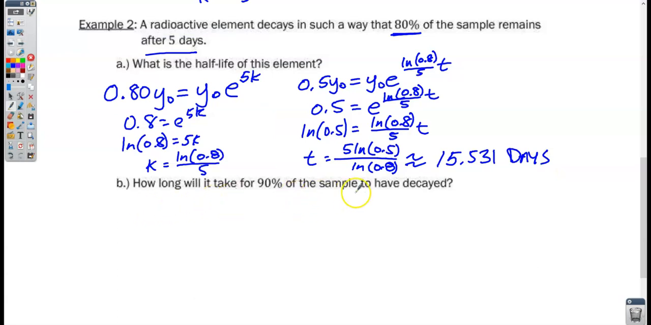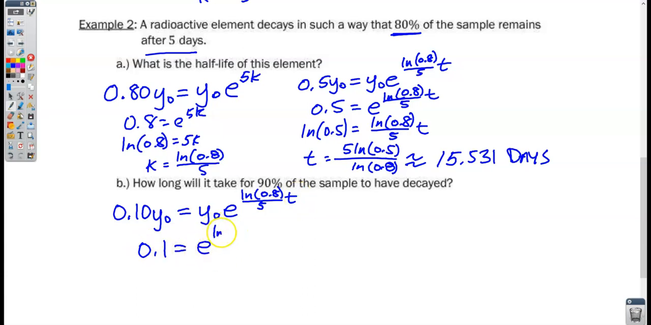Okay. How long will it take for 90% of the sample to have decayed? Well, in order for 90% of the sample to have decayed, that means 10% of the sample is left. So we're going to go ahead and put 0.10 y sub 0 into this model. And we'll do the exact same calculations we did when we were finding the half-life. We're just going to find the value of time that makes this true. I divide both sides by y sub 0. And I take the natural log of both sides. And then I multiply by the reciprocal.